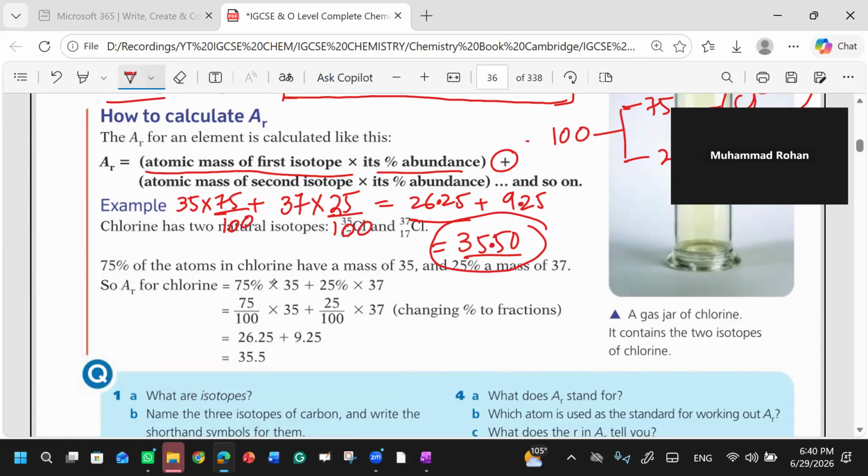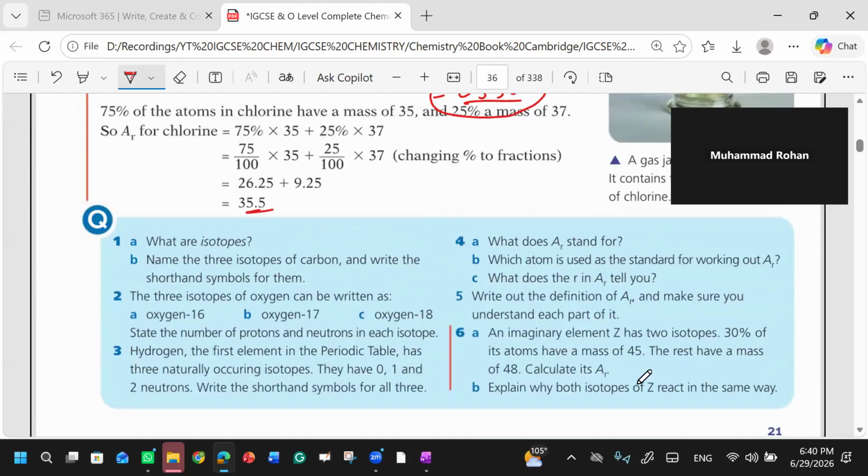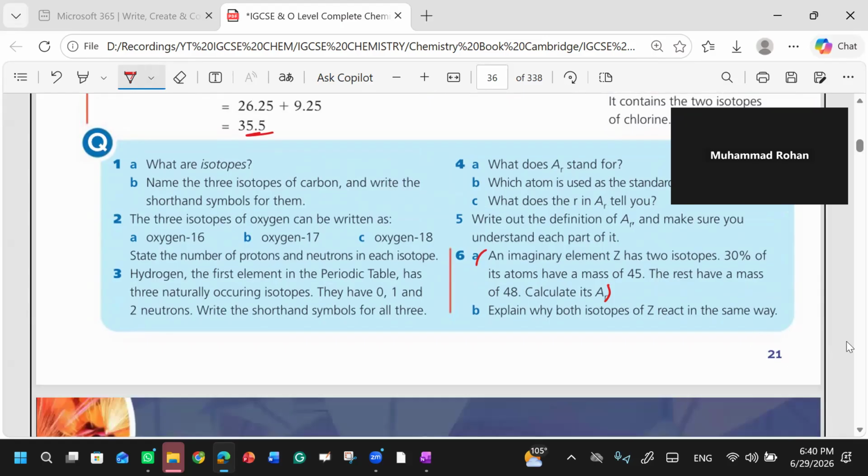Are you clear with this? Okay, let's do another example. An imaginary element has two isotopes. 30% of its atoms have a mass of 45. Firstly, what is the mass of atom 1?